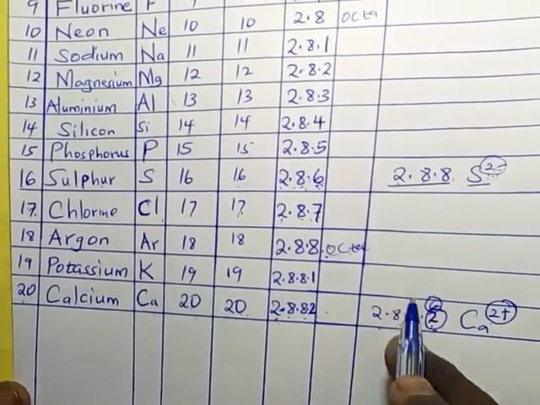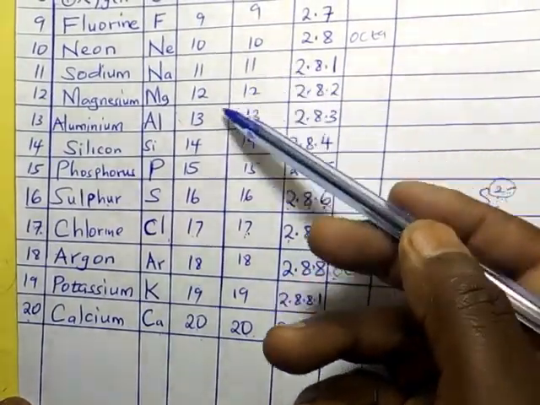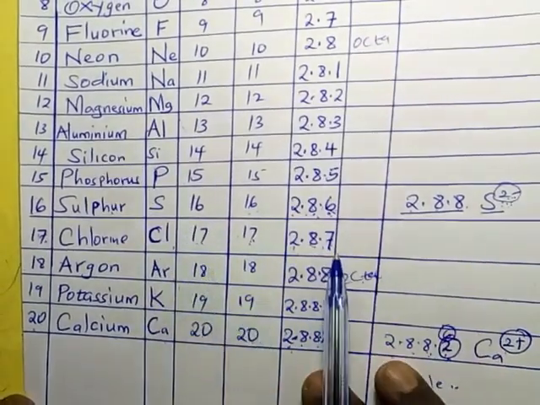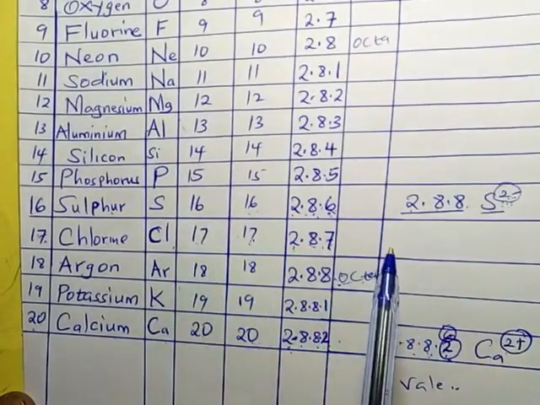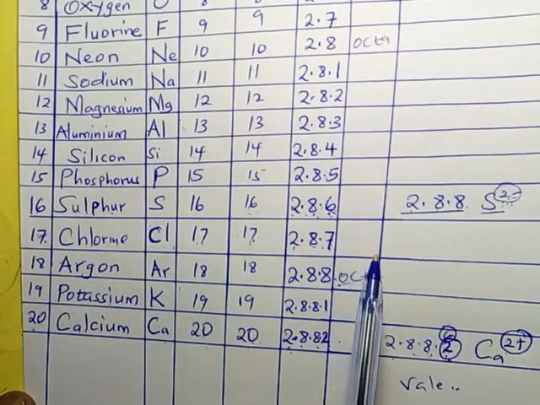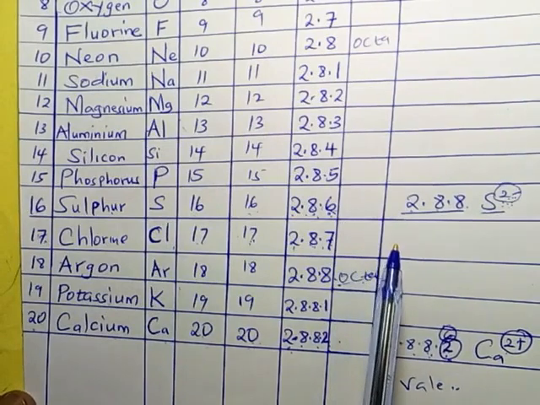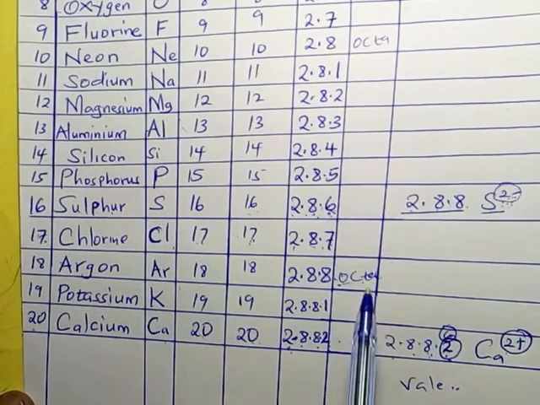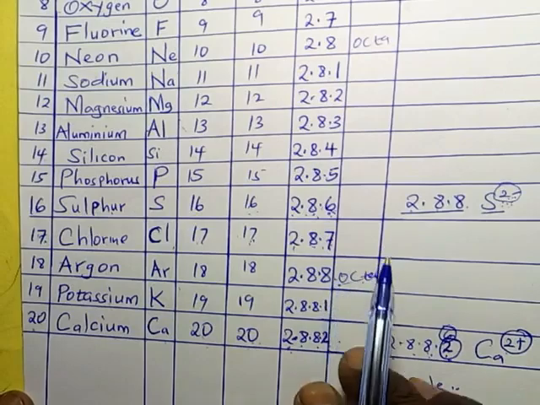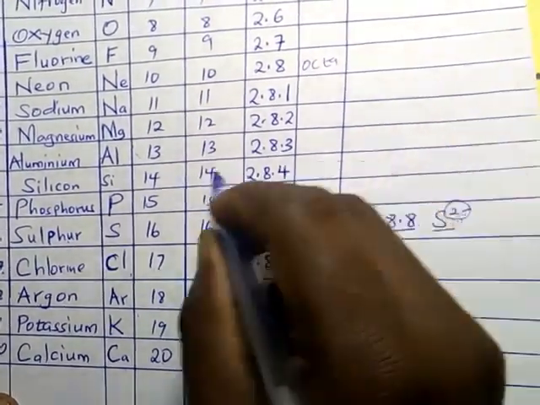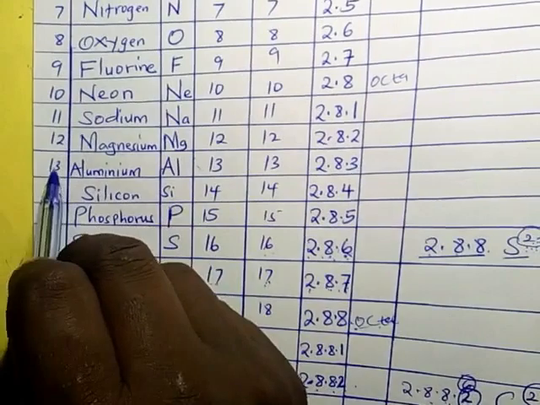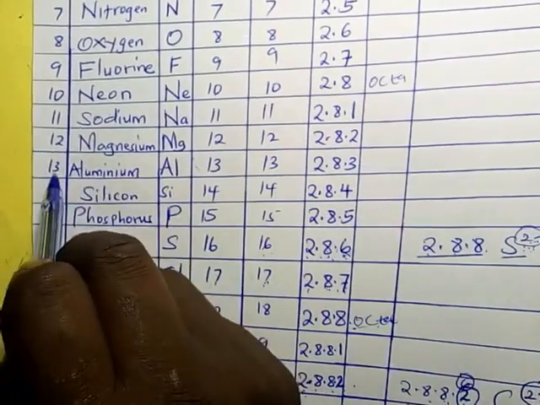Very good. So what I'm saying is that you must know the atomic number of an element. Once you have the atomic number of the element, you write the electron configuration, and you shall be able to know the valence of that electron. Suppose I want to know the valence of aluminium. Aluminium is atomic number 13.